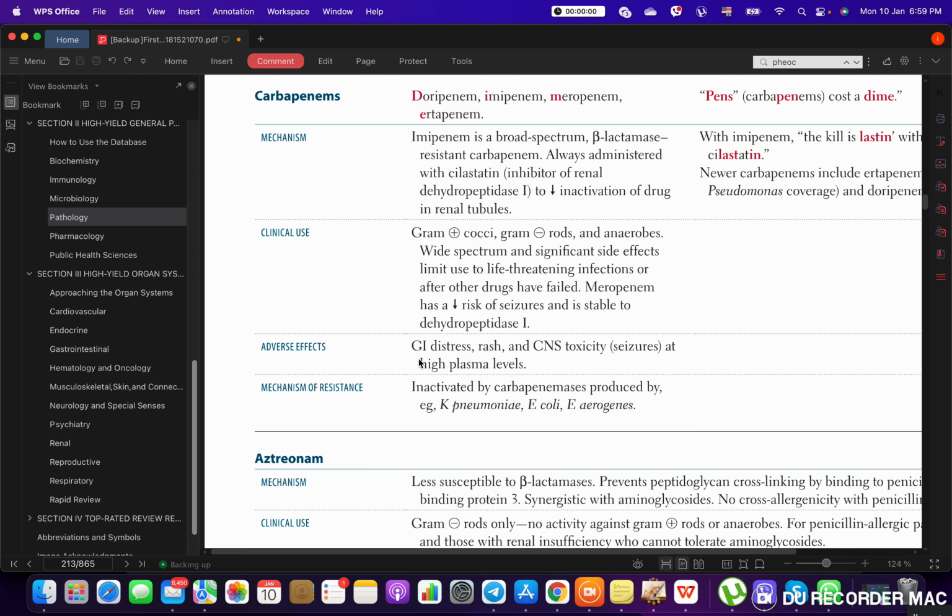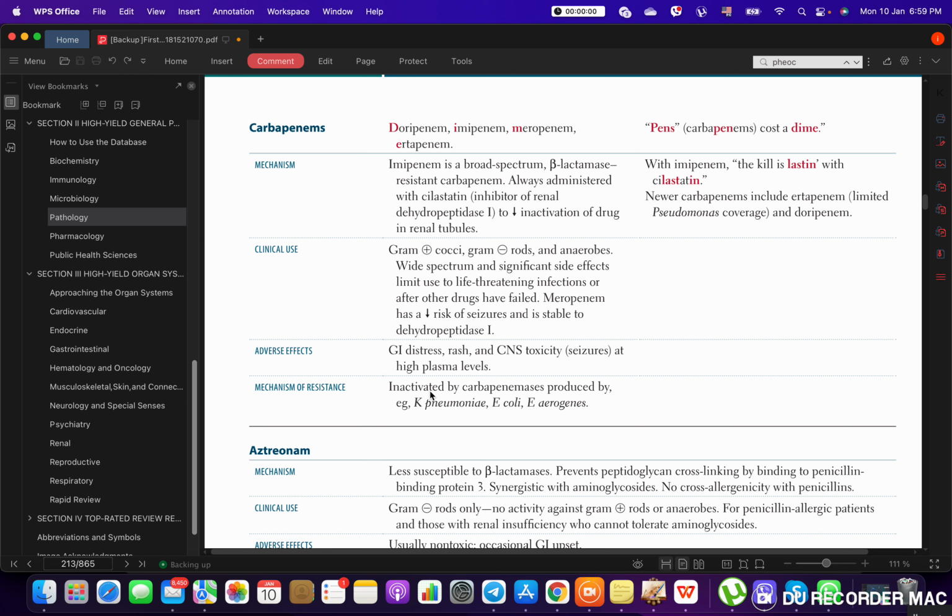The adverse effects include GI distress, rash, and CNS toxicity, which includes seizures. Okay, seizures are a super serious side effect, especially at higher dosages. The mechanism of the resistance: remember, is the carbapenem sensitive or resistant to penicillinase?